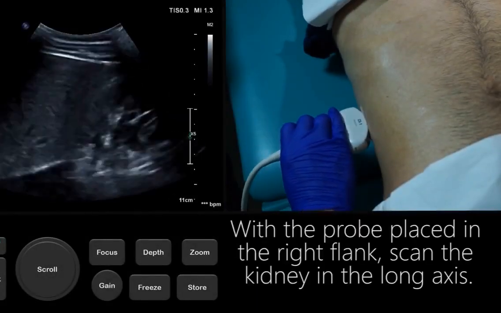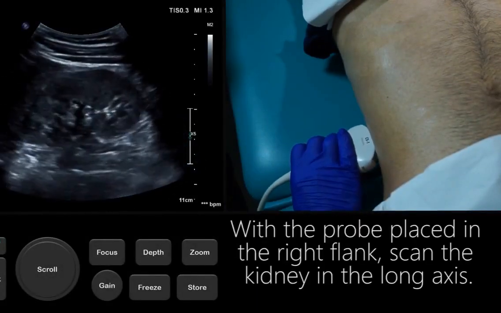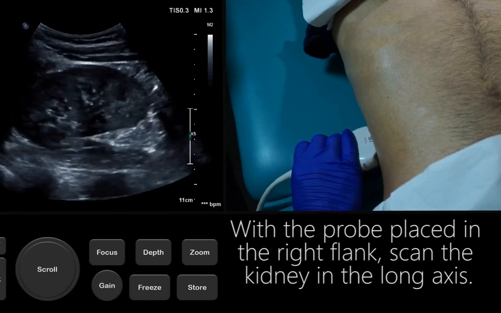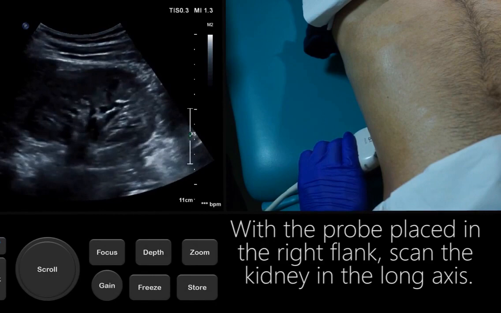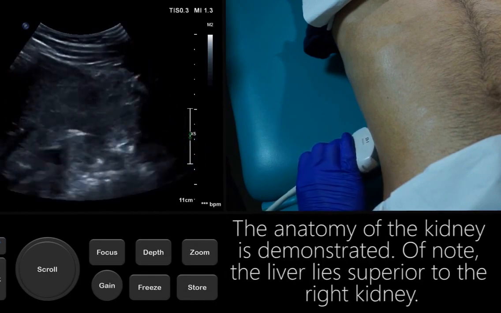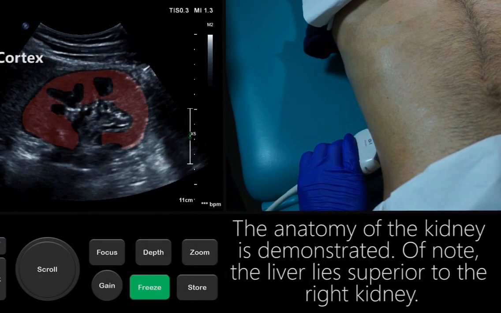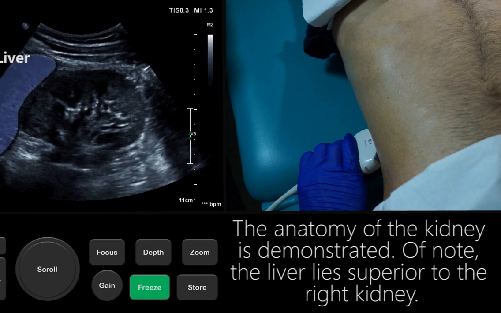With the probe placed in the right flank, scan the kidney in the long axis. The anatomy of the kidney is demonstrated. Of note, the liver lies superior to the right kidney.